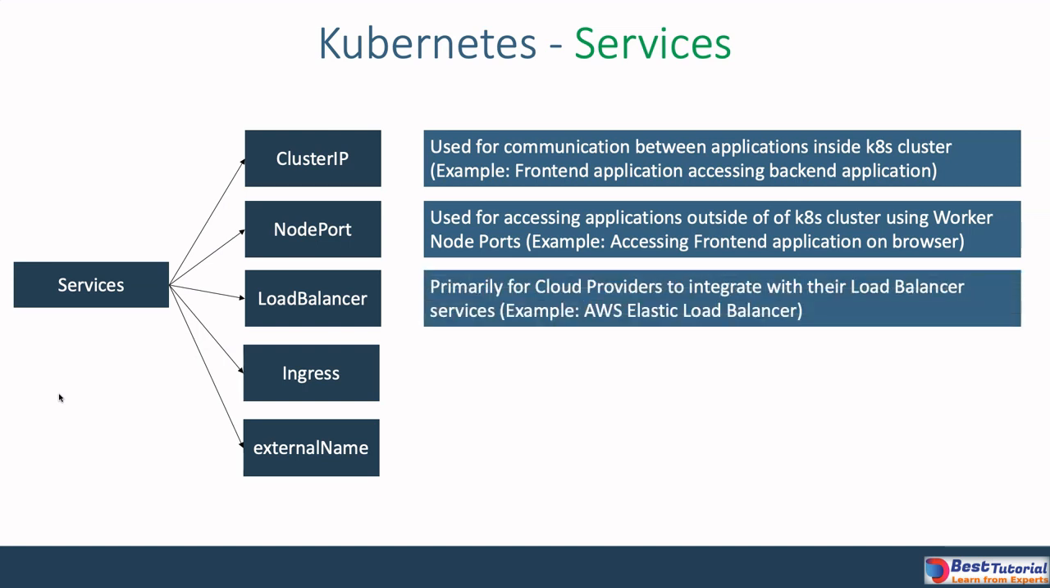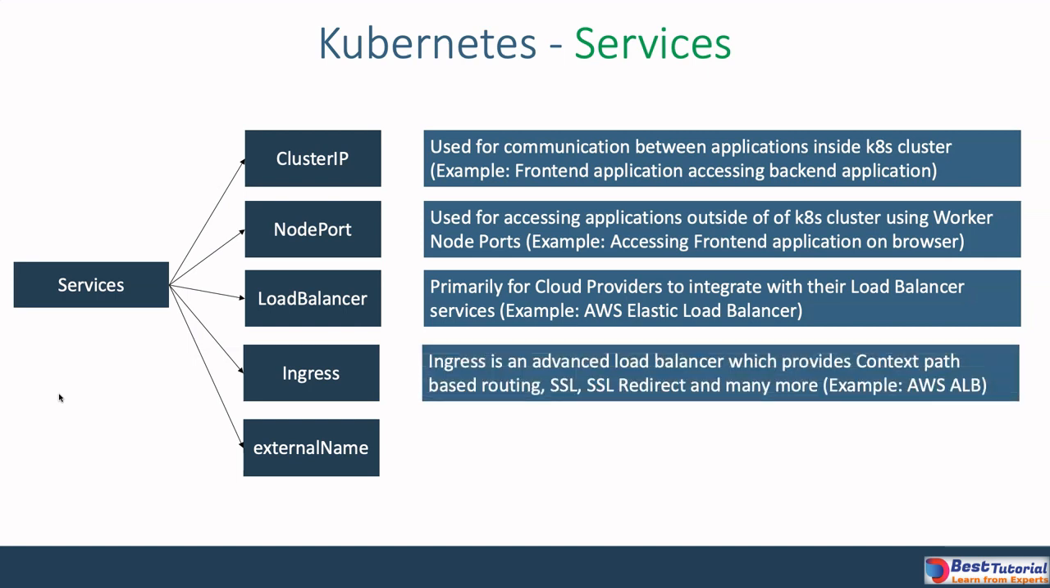The next is the LoadBalancer service. It is primarily for cloud providers to integrate with their load balancer services. For example, in AWS you have something called Elastic Load Balancer. You can use a Kubernetes manifest to automatically provision a load balancer in AWS. You can do all those things using the LoadBalancer service.